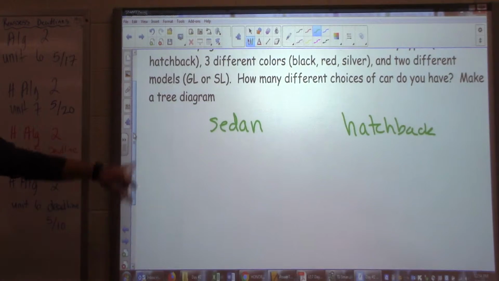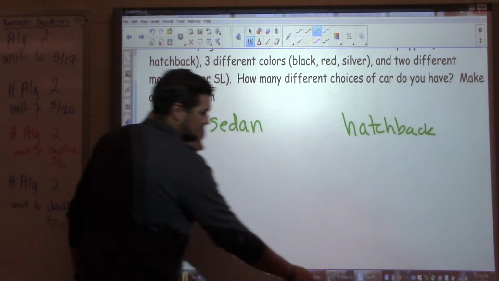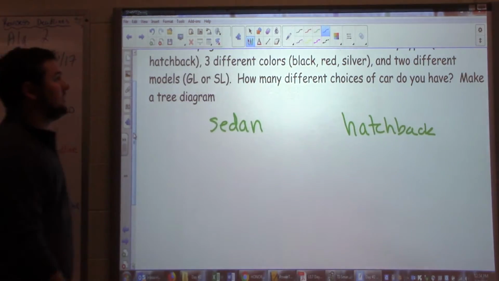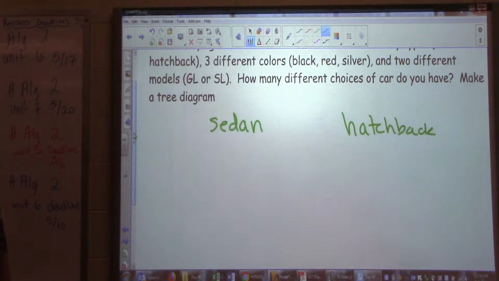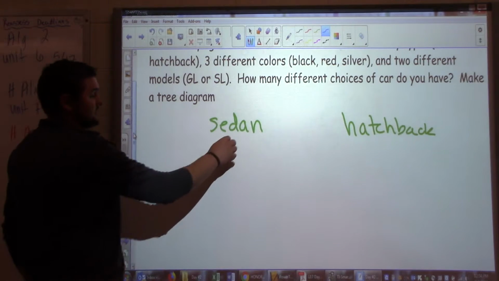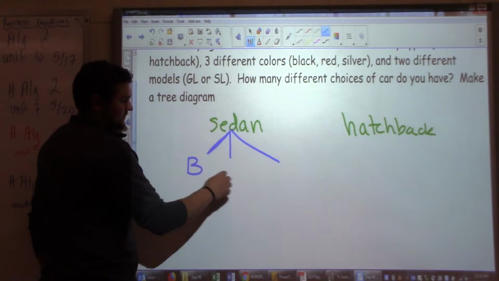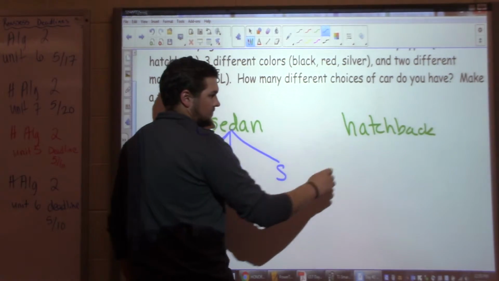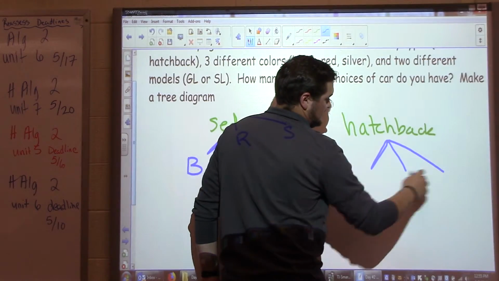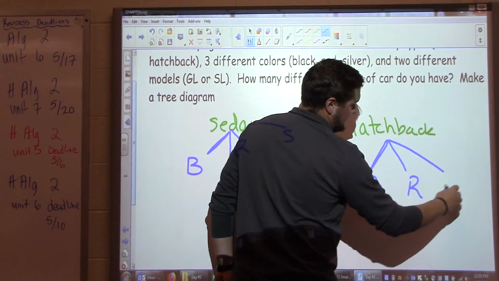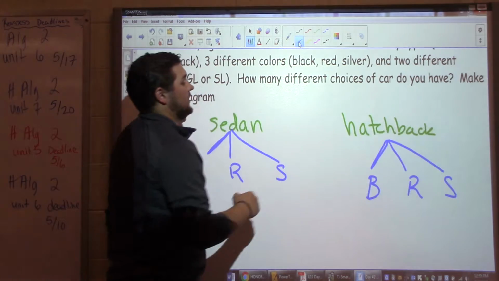All right, what next? The three different models for each, I guess. The three different models. Or the colors. Three different colors, right? Split up into colors. We have black, we have red, and we have silver. Black, red, silver. And then what?